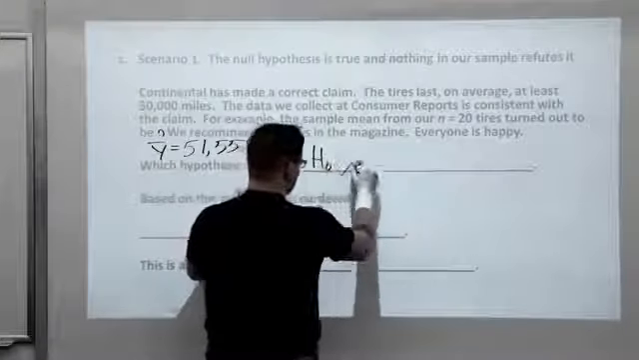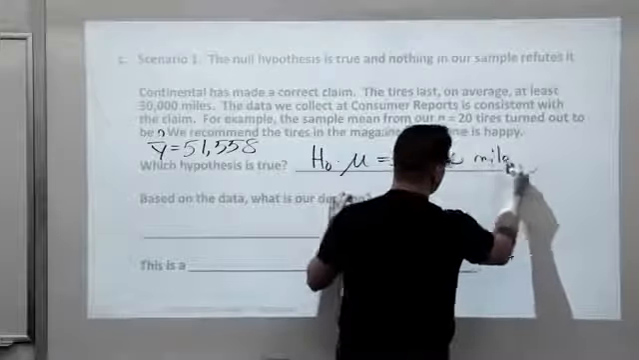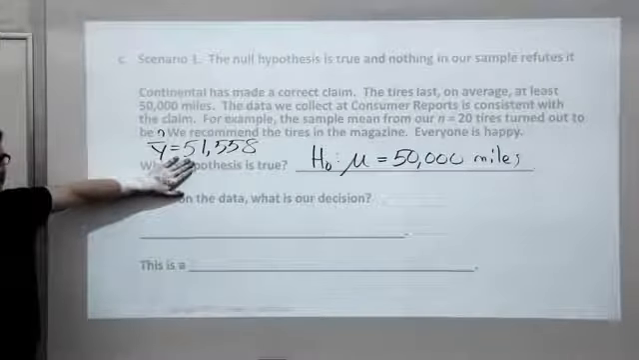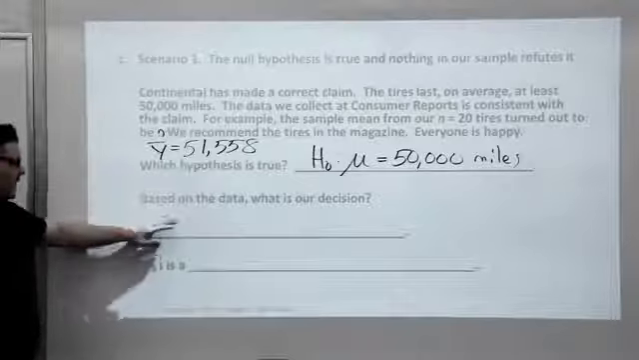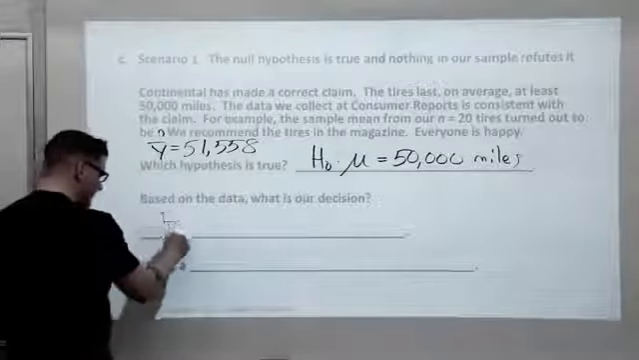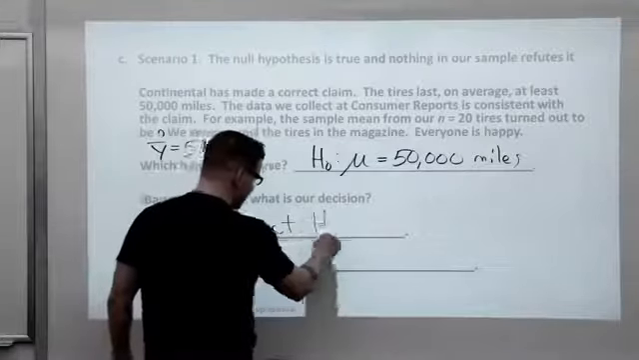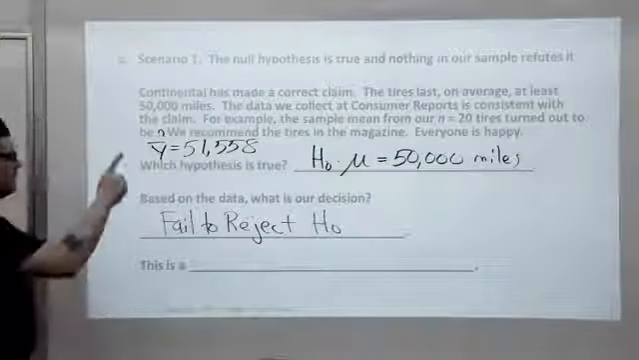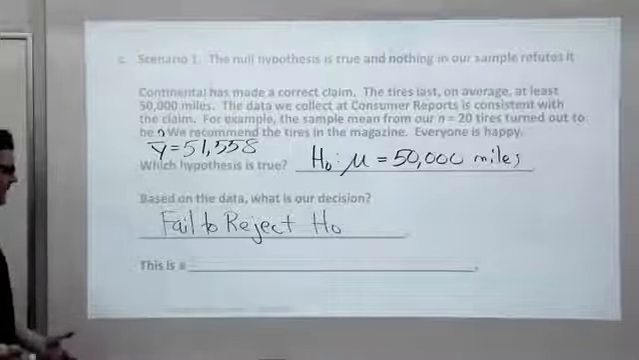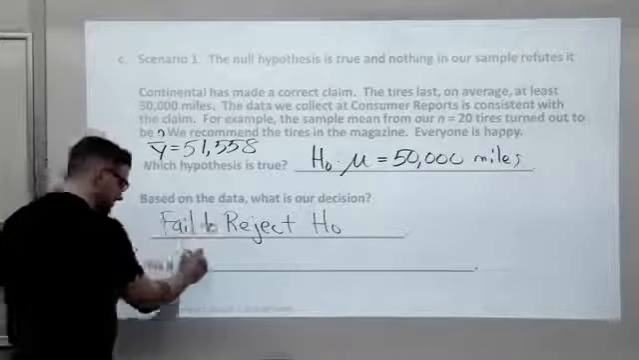So H sub 0, that the true mean really is 50,000 miles, is true. We collected our data. The mean was over 50,000. How could we possibly not recommend the tires? Based on the data, what's our decision? We would fail to reject the null. We recommend the tires in the magazine. Everybody's happy. Continental's made a correct claim. The data was consistent with that. This is a correct decision.